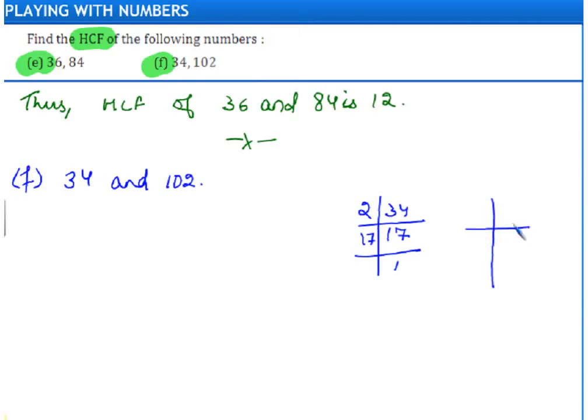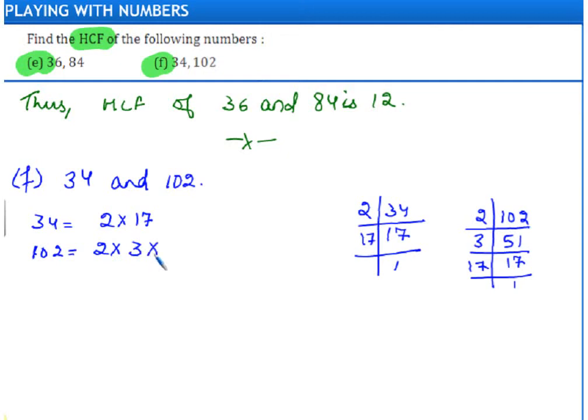Now let us divide 102. 2 is the smallest prime number which divides 102, and 2 into 51 is 102. Now 3 is the smallest prime number which divides 51. 3 into 17 is 51 and 17 is a prime number, so 17 ones are 17. Thus 34 can be written as 2 into 17 and 102 can be written as 2 into 3 into 17.